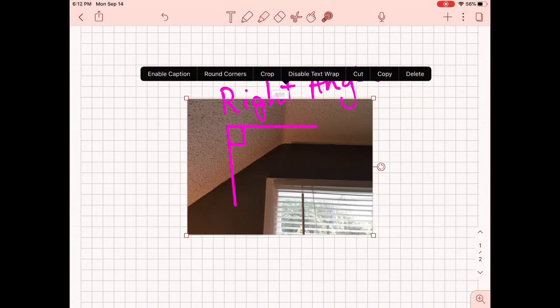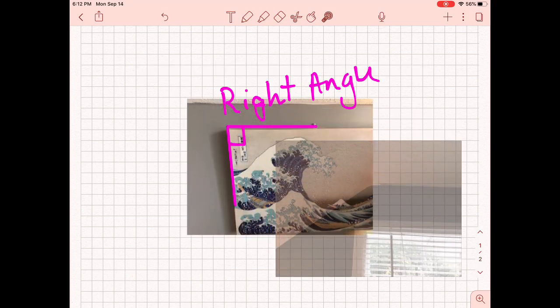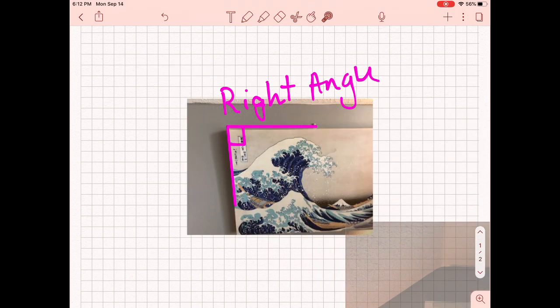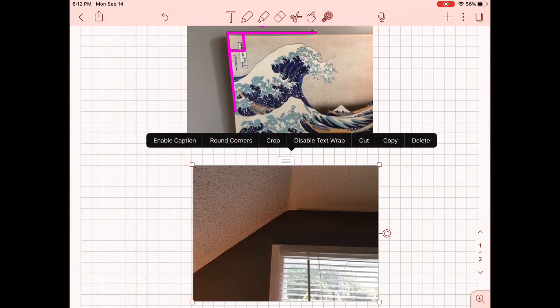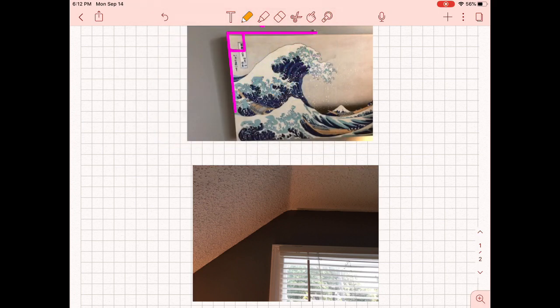Perfect. Okay, where'd that photo go? Oh, there it is. It went right on top of my other one. That's not good. There we go. Okay, so this angle is more than 90 degrees. Maybe I'll use a different color for this one. There we go. So it's not 90 degrees, so I'm going to put a curve here to show the angle that I'm measuring. And that is more than 90 degrees, so I'm going to label it as an obtuse angle.